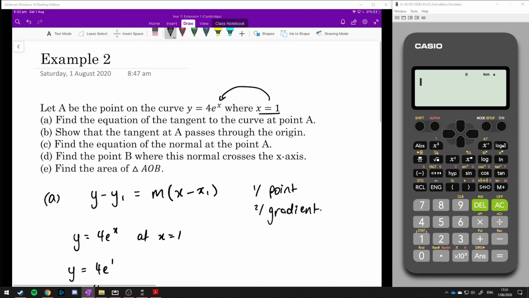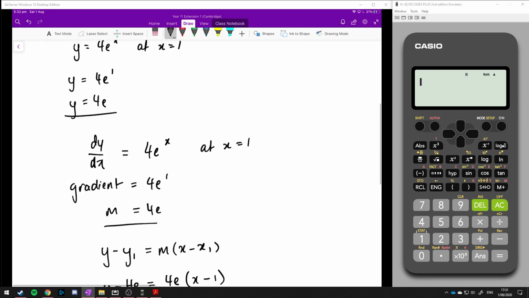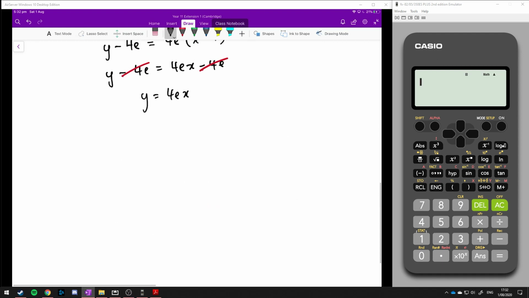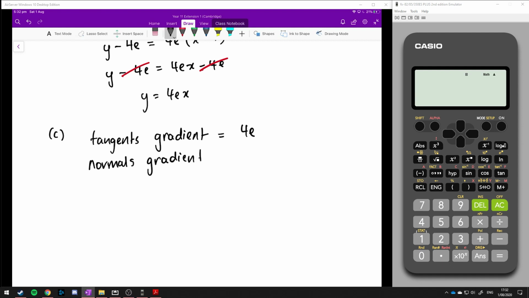Now part C says find the equation of the normal at the point A. So for a normal, we need to start off with a gradient. So the tangent's gradient was equal to 4e. So the normal's gradient is equal to minus 1 on 4e. So it's a negative reciprocal.